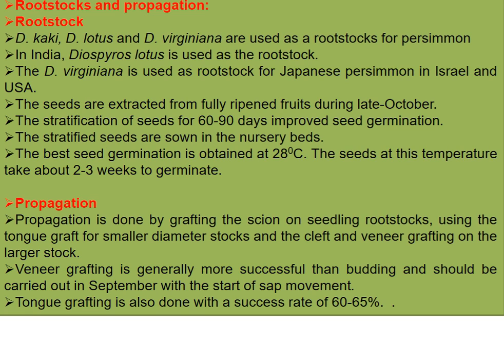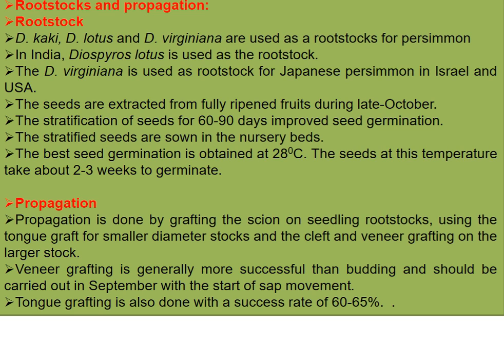Rootstock and propagation. Rootstock. Diospyros kaki, Diospyros lotus, and Diospyros virginiana are used as rootstock for persimmon. In India, Diospyros lotus is used as the rootstock. Diospyros virginiana is used as a rootstock for Japanese persimmon in Israel and USA. The seeds are extracted from fully ripened fruits during late October. Stratification of the seeds for 60 to 90 days improves seed germination.